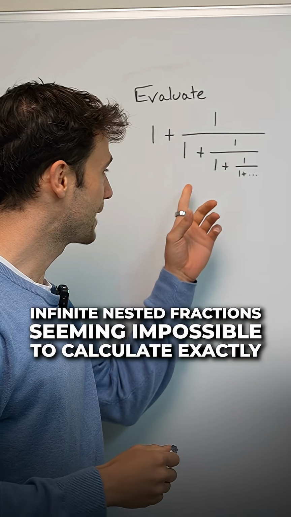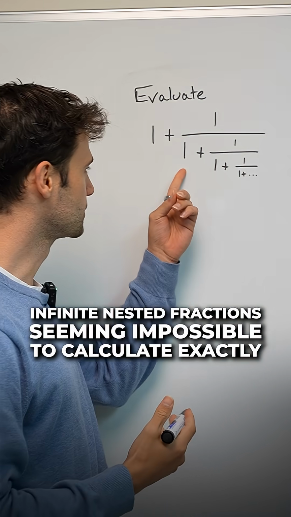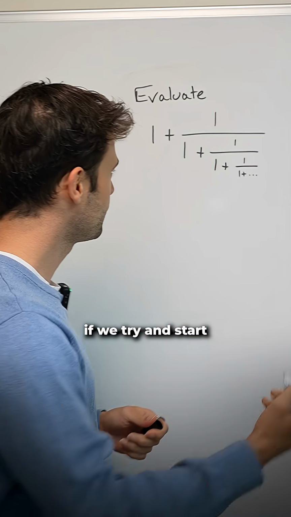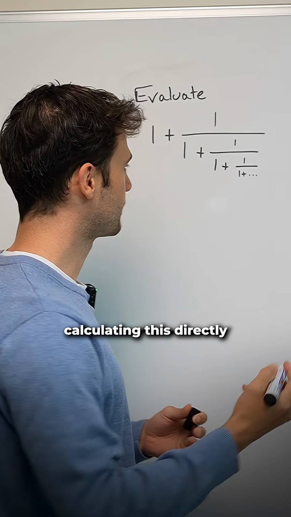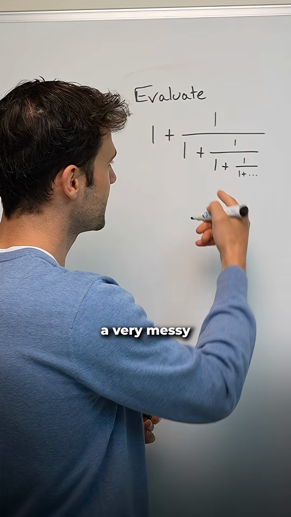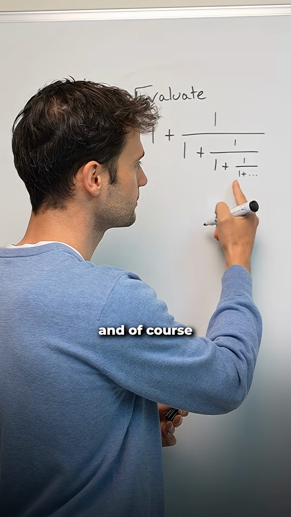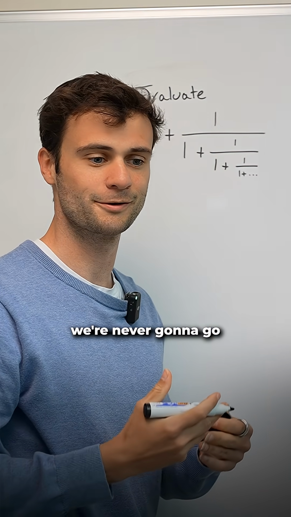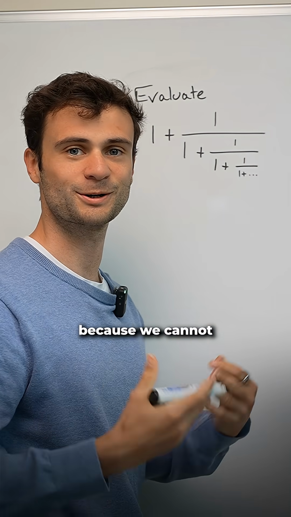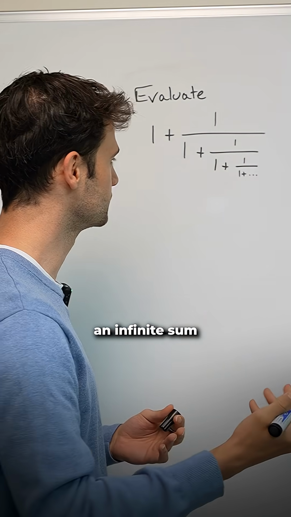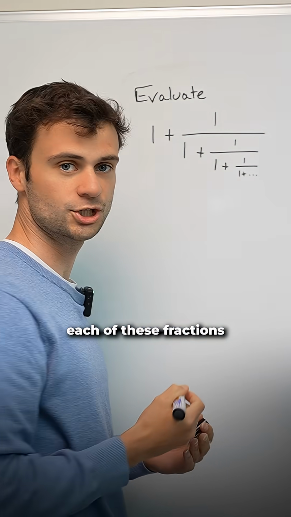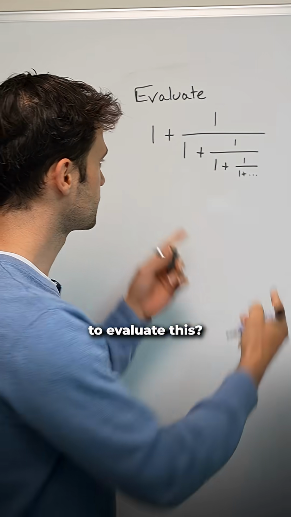This fraction goes on forever, so are we going to need a supercomputer to figure out the exact value? If we try and start calculating this directly, we're just going to get a very messy fraction. And of course, however long we go on for, we're never going to go far enough because we cannot compute an infinite sum just by adding each of these fractions. So what can we actually do to evaluate this?